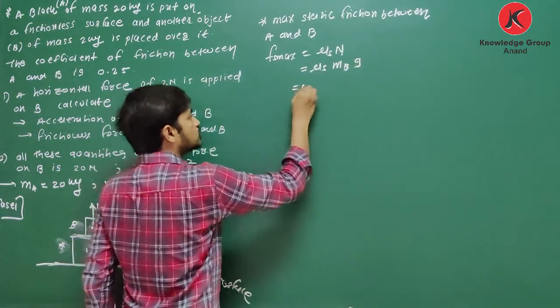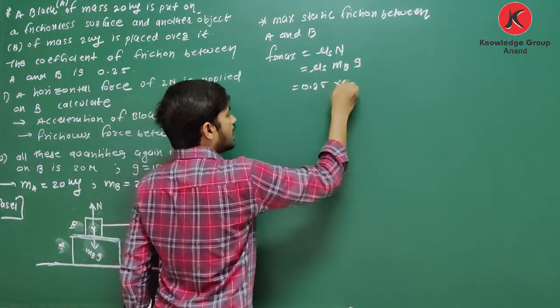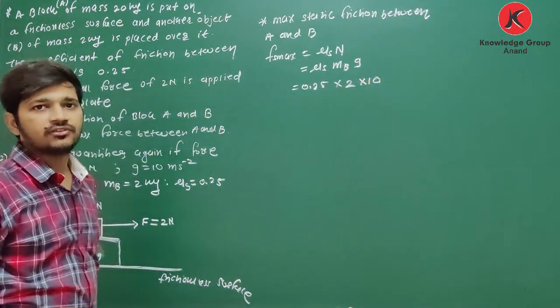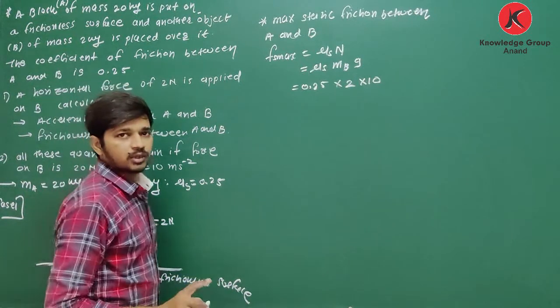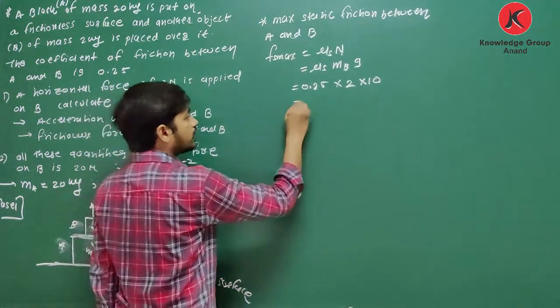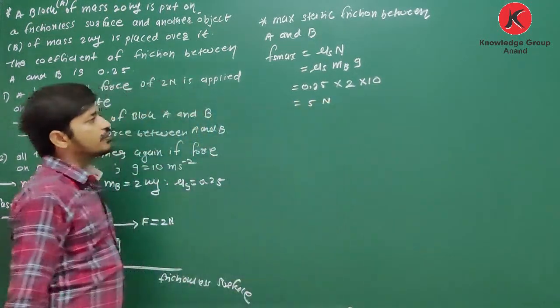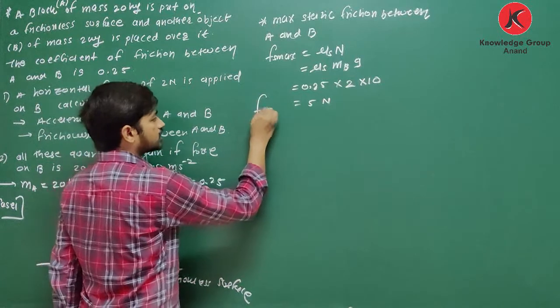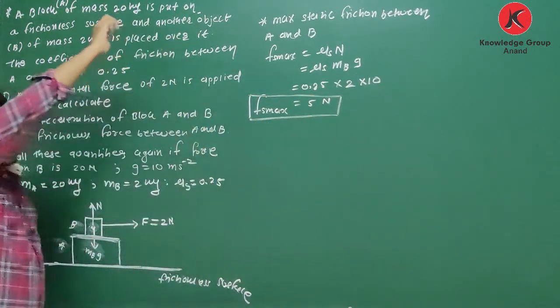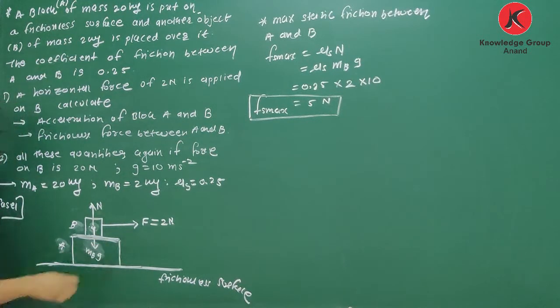So Fs maximum is mu s into MBG. The value of mu s given is 0.25, MB is 2, and the value of g is 10. So 0.25 into 10 is 2.5, into 2, so it is 5 Newton. So maximum static friction, Fs maximum, is 5 Newton. Here the external force applied on B is 2 Newton, which is less than maximum static friction.